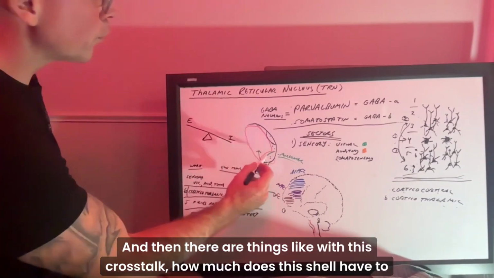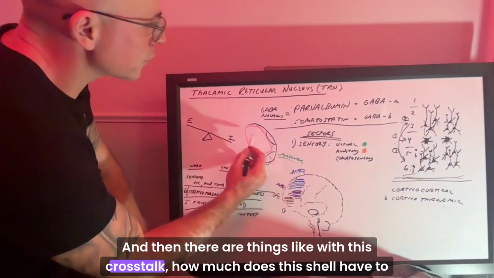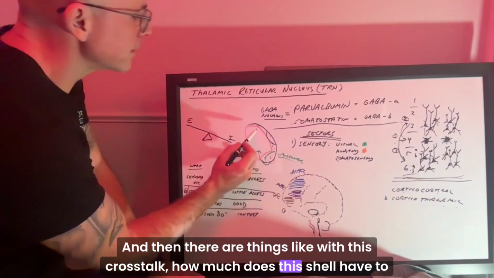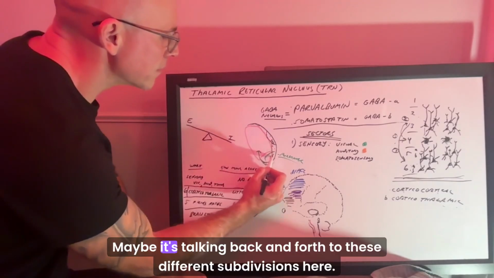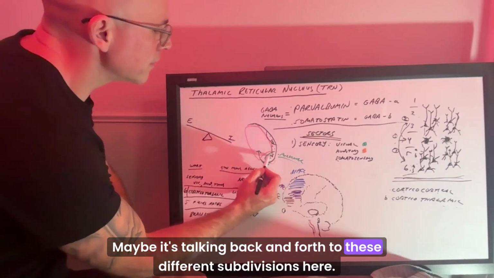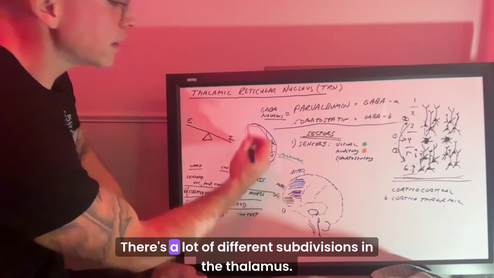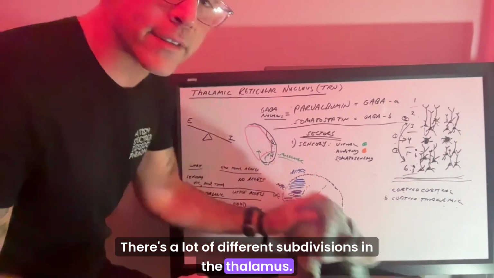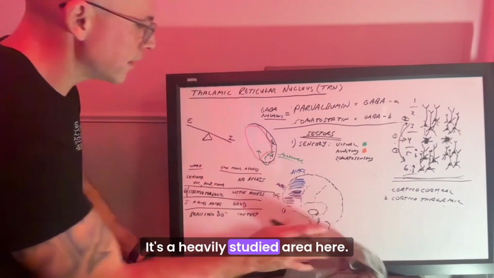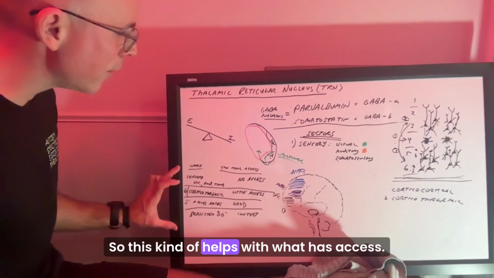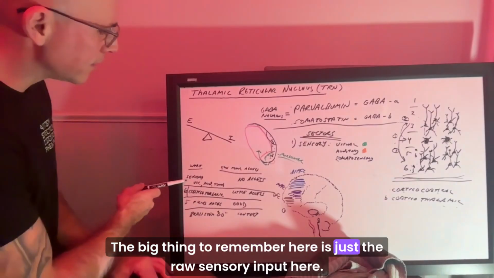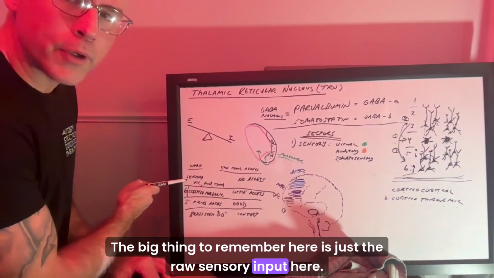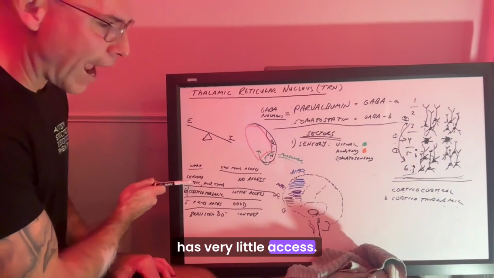Okay. And then there are things like this crosstalk. How much does this shell have to be involved with this crosstalk? Maybe it's talking back and forth to these different subdivisions here. There's a lot of different subdivisions in the thalamus. It's a heavily studied area. So this helps with what has access. The big thing to remember here is just the raw sensory input has very little access.